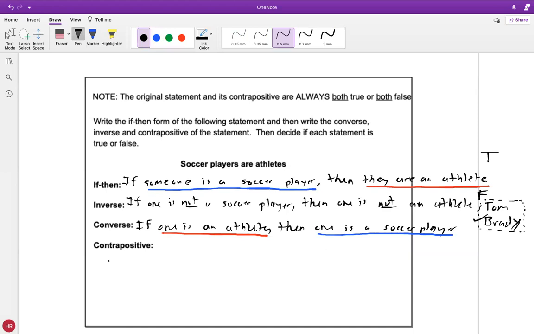And the last one is the contrapositive, which is you switch the order. So athlete first, soccer player second, and I make it negative. If one is not an athlete, then one is not a soccer player.